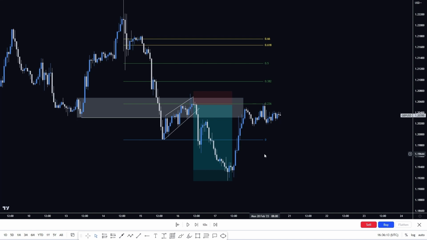So make sure you guys go ahead and check these out for yourself. Go onto the charts and play around with the Fibonacci levels, and see for yourself the type of reactions that you can get when looking at trending markets and impulses and corrections.